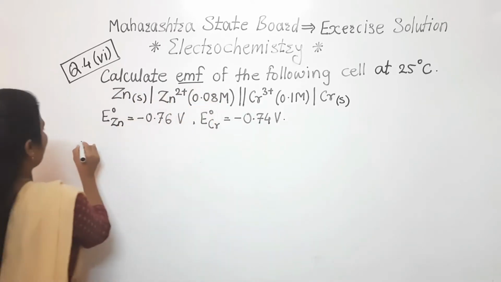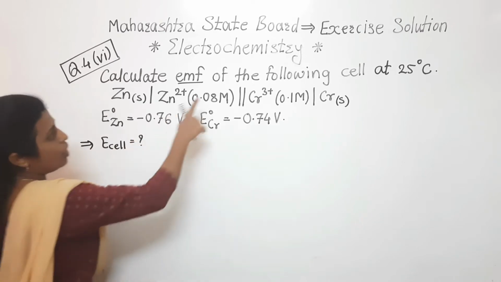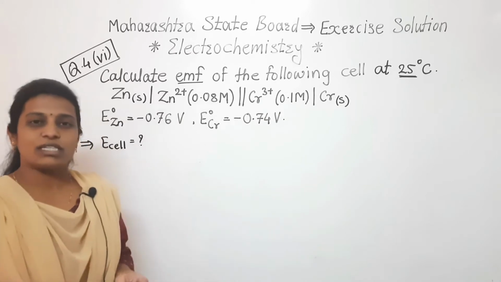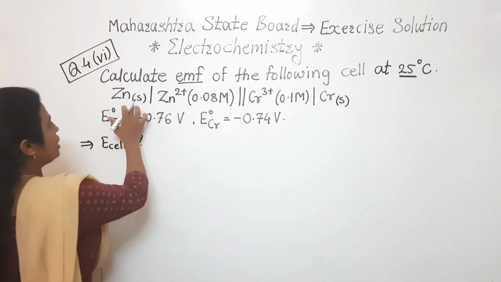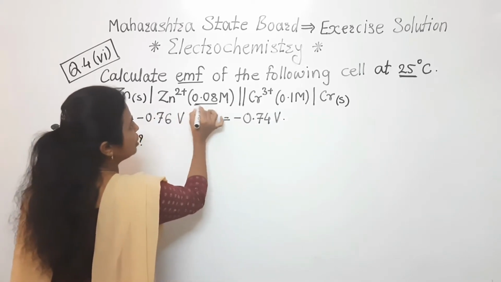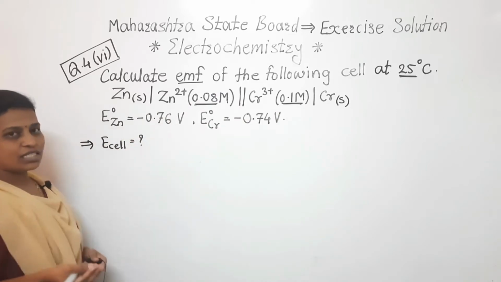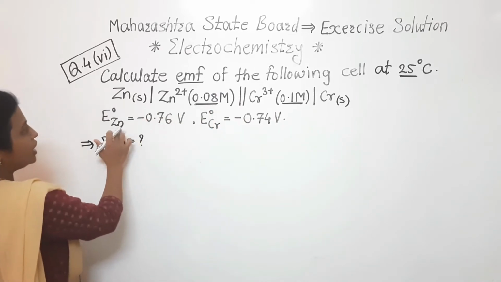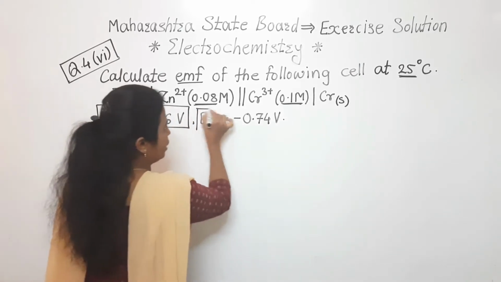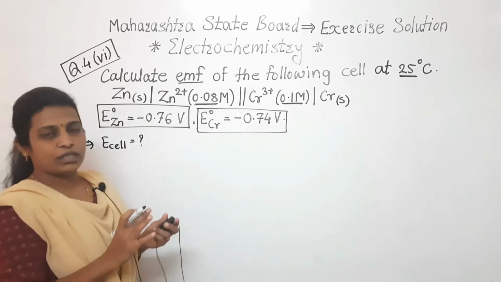Calculate EMF. So what we have to find out? We have to find out E cell of the following cell at 25 degree Celsius, means again standard condition is given. Here one cell representation they have given, and the concentration of solution is also given. Means here a galvanic cell is there. Here they have given E naught value of 2 electrodes. Now we have to find out which one will be the anode, which one will be the cathode.